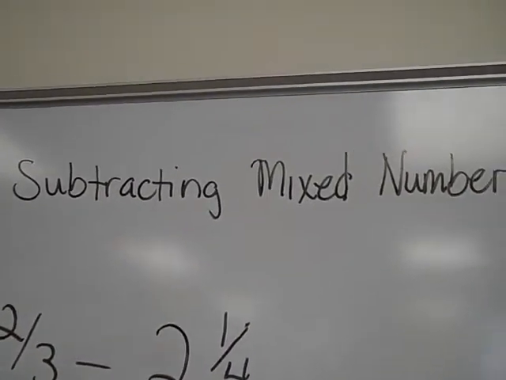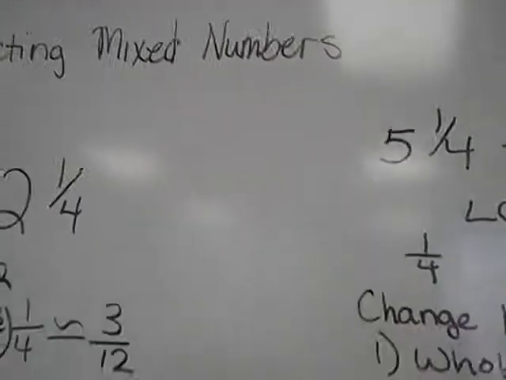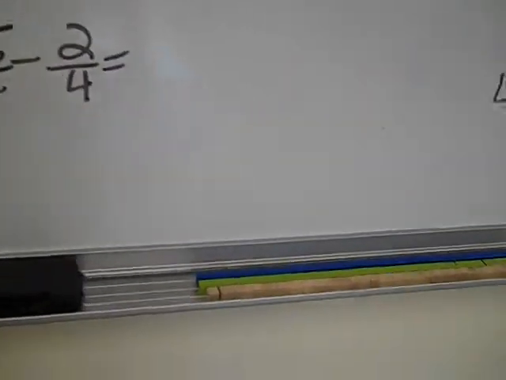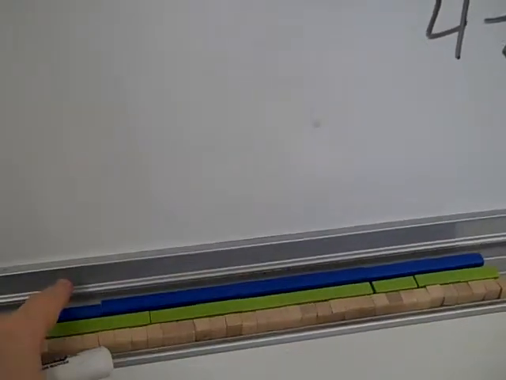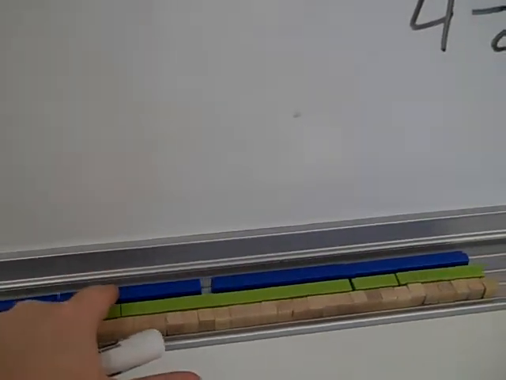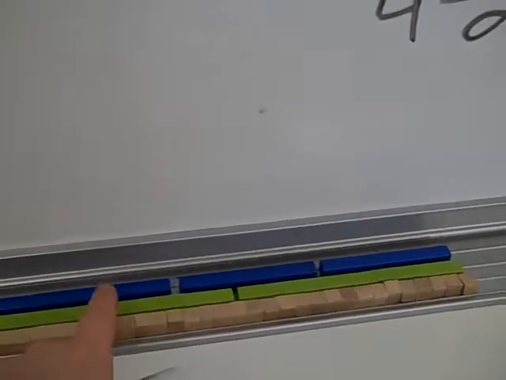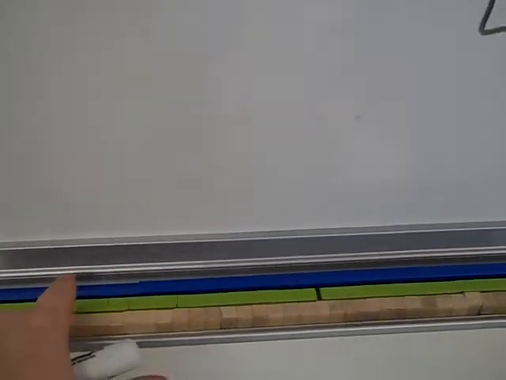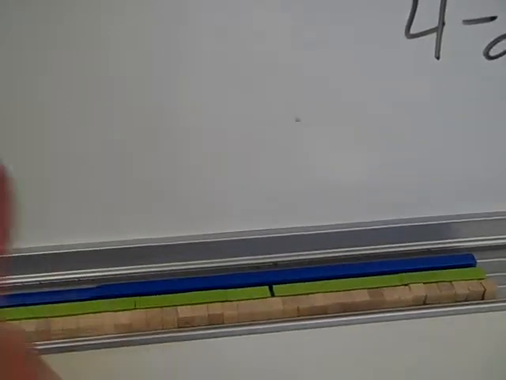We're going to talk about subtracting mixed numbers. And before we begin, I just want to review the concept of fractions a little bit using these three strips. One strip, this blue strip, is actually made up of 4 pieces. So each one is 1/4 of the whole strip. It takes 4 of these 1/4 pieces to equal 1.